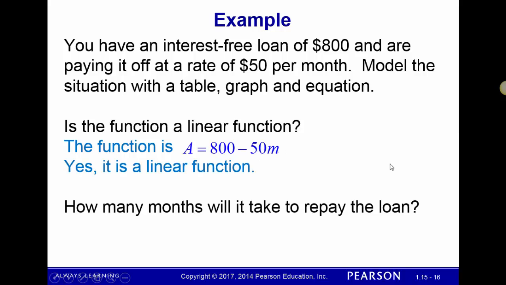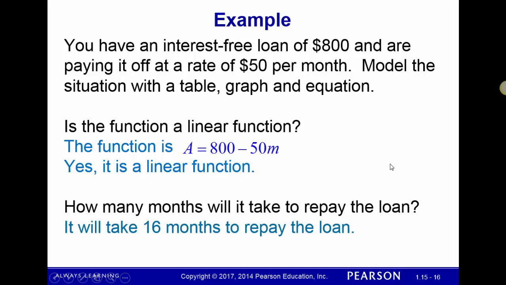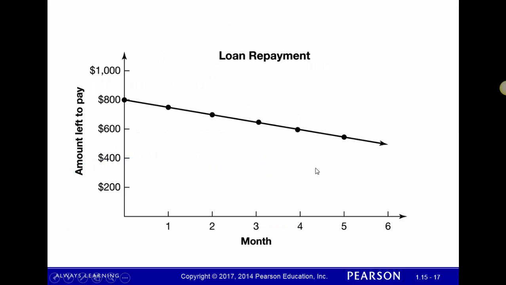How many months will it take to repay the loan? It'll take 16 months. How did I figure that out? I want to have the amount be 0. I substitute 0 for the amount and solve for m, and I'll come out with 16 months. And here's a graph.